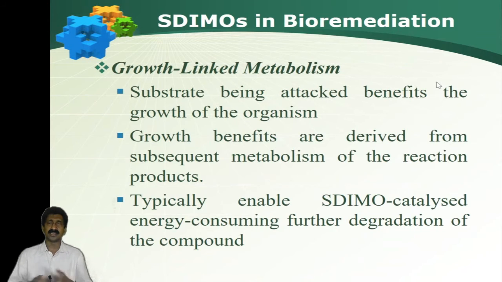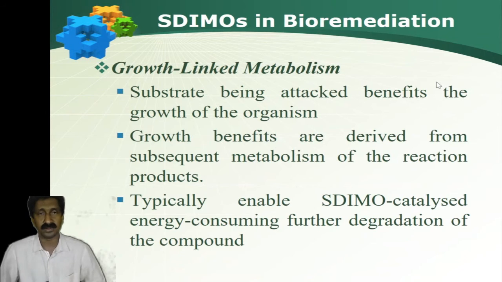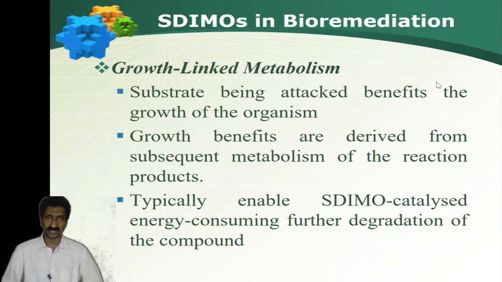That means the initial degradation of compound A to B may not yield energy, but usually, in the conversion pathway of the complex or xenobiotic compound from A to B, then B to C and C to D, it produces various intermediates, and the subsequent metabolism of the breakdown products in the pathway will yield energy.